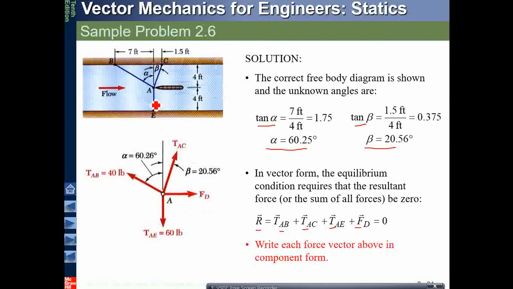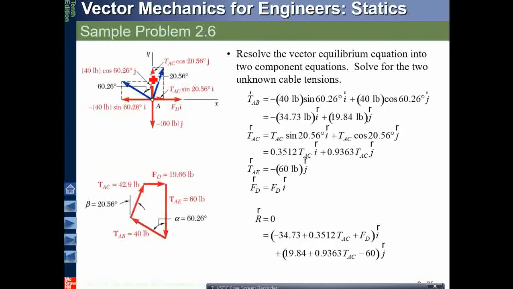So we have to write the vector form. Start writing the vector form. This was TAC, the component TAC sine of this angle, TAC cos. I request you to write these components and obtain the solution. We have written the components in i j form, TAC also written in i j form.